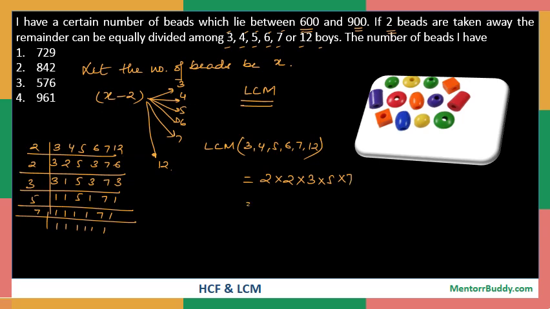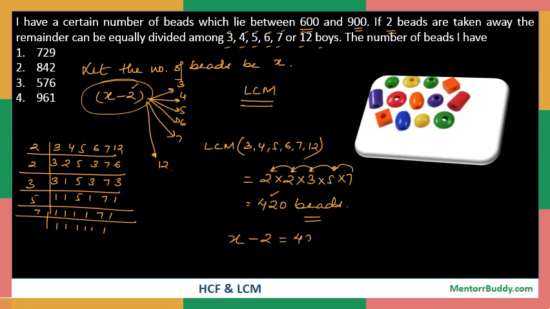When I do the multiplication, 7 5s are 35, 35 3s are 105, 105 2s are 210, 210 multiplied by 2 gives me 420. So 420 is the LCM. Now please understand, this value is not the correct number of beads, because we have already removed two beads from the total number. So x minus 2 is equal to 420, and hence x comes down to 422.